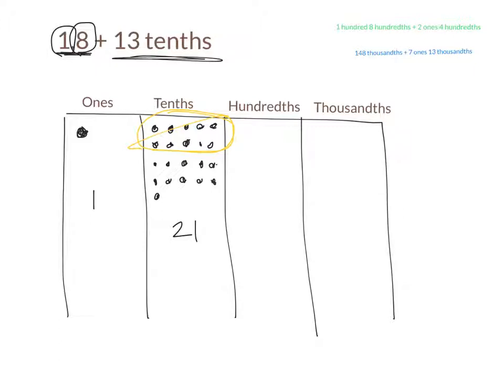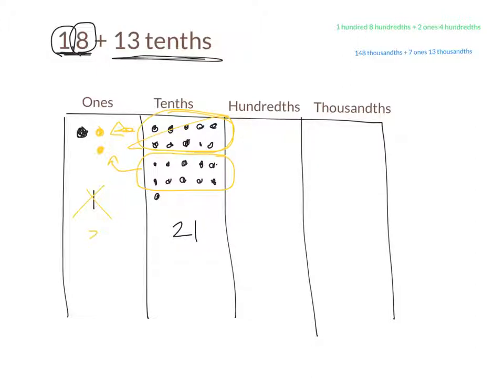Can become 1 one, yeah. Okay. And do I have another 10 tenths? Yeah, these 10 tenths can also become 1 one. So now that I've regrouped, how many ones do I really have?